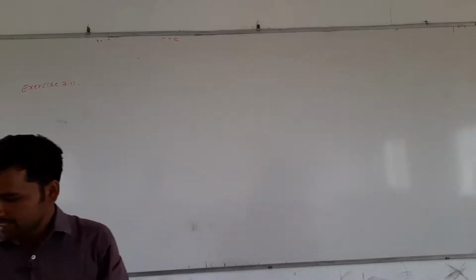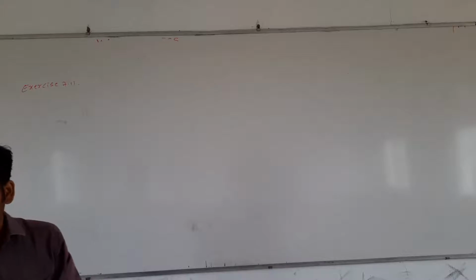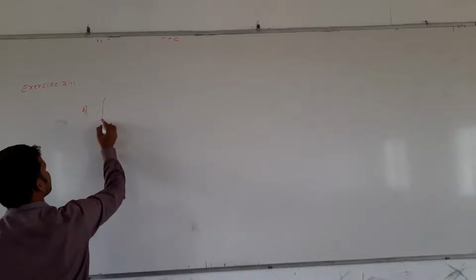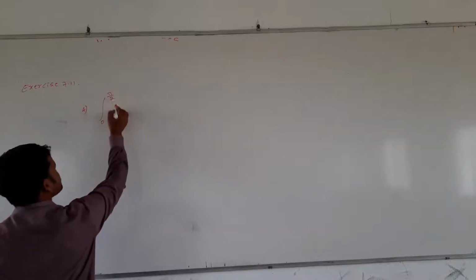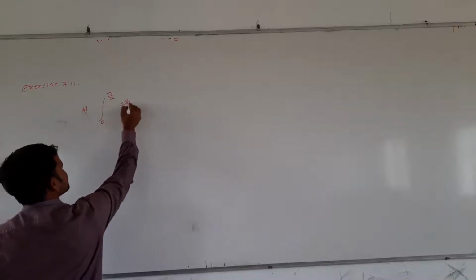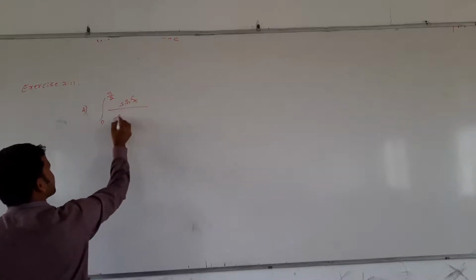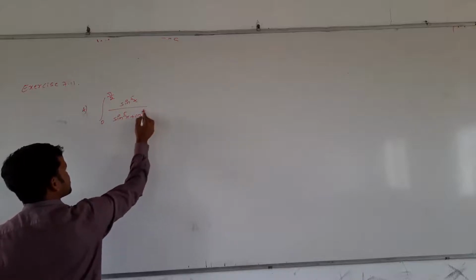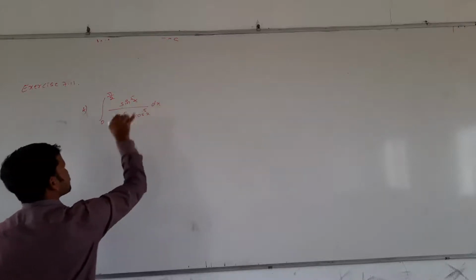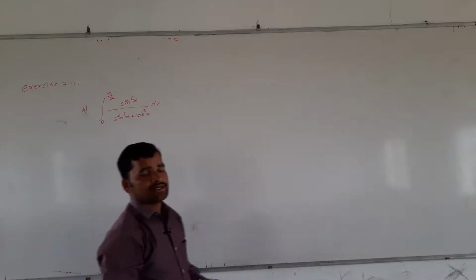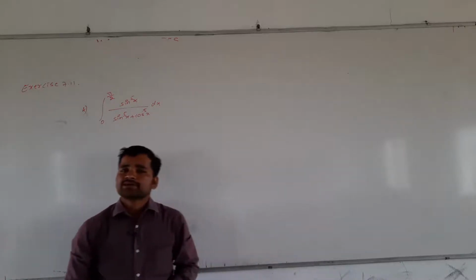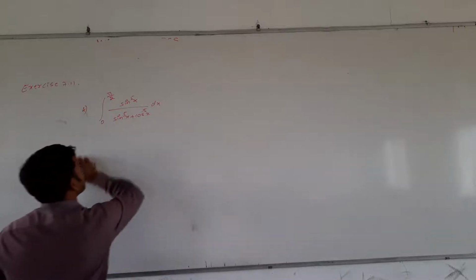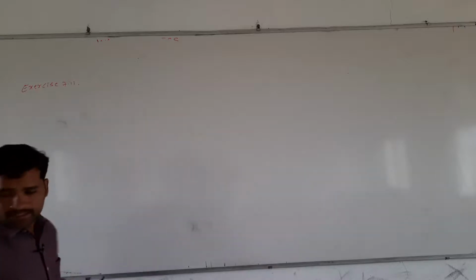Now in the exercise 7.11, let us take question number 4. Question number 4 is similar to the questions I have solved. 0 to pi by 2 sin raised to 5 x by sin raised to 5 x plus cos raised to 5 x into dx. In the same way, I equal to, that is equation 2, equation 1, use the property 0 to a f of x into dx. You solve it, we will get the answer as pi by 4. I will take question number 5.